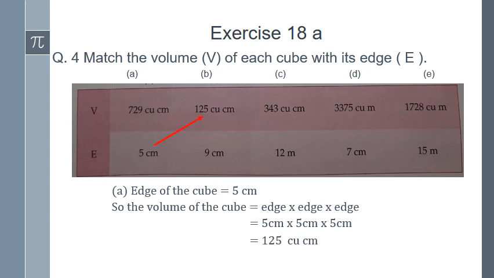So how we are going to match? We are going to match like this. Clear? Now let's come to the second part, which is the B part, and let's see what is the edge given in B part.